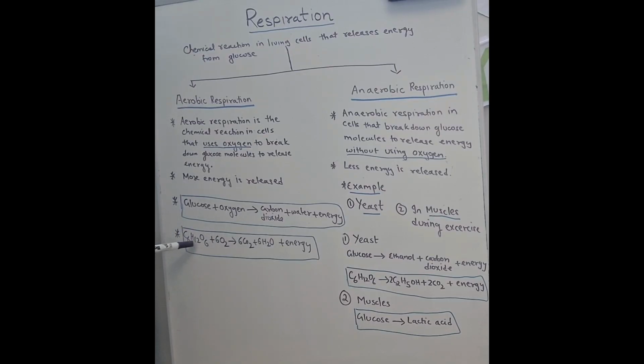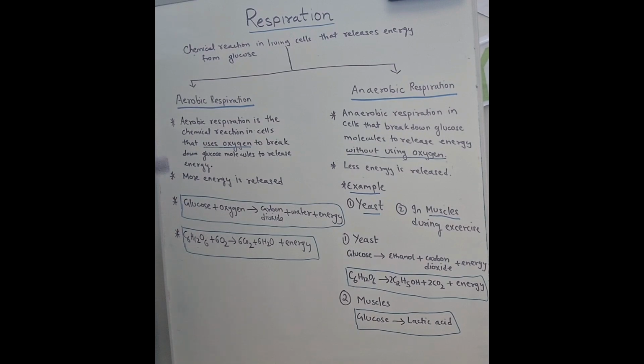Now, the next thing we should know about aerobic respiration is its equation. Glucose is C6H12O6. When it reacts with 6 oxygen molecules, 6 carbon dioxide and 6 water molecules will form along with the energy. This is the balanced chemical equation of aerobic respiration, and this is called the word equation.